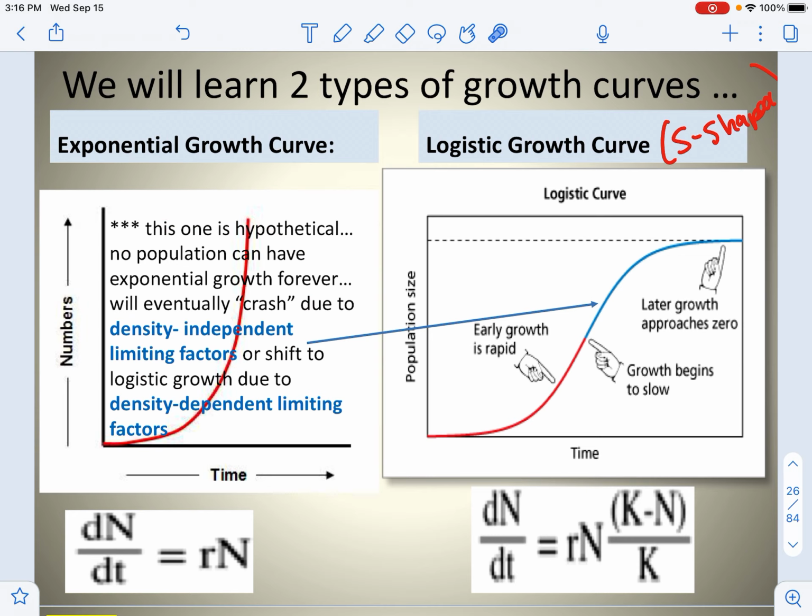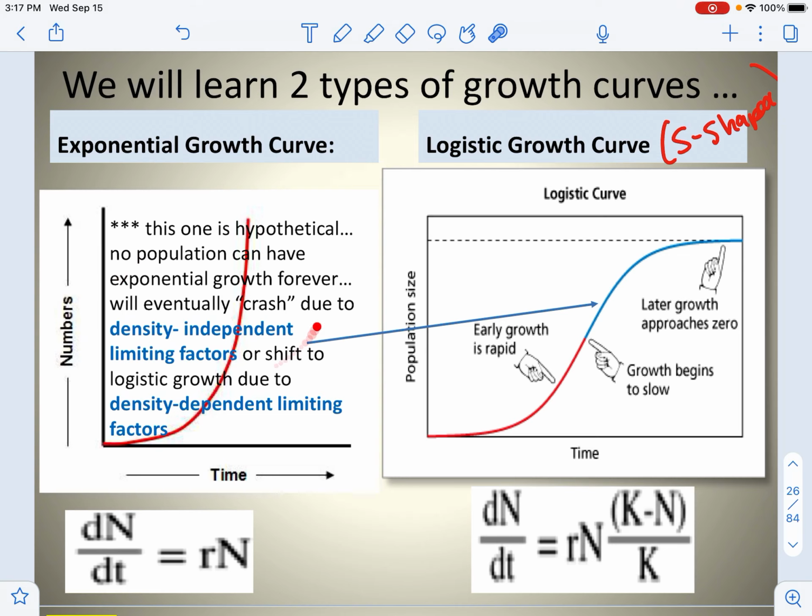This one is hypothetical. Exponential growth can't happen forever. It can happen, though. You'll see here that this red part of the logistic growth curve is exponential growth. All populations just naturally start growing exponentially. But they can't grow like over here, which implies exponential growth forever. This can't happen because there's going to be a carrying capacity, meaning there are going to be limiting factors that eventually limit how many things can live in that area.